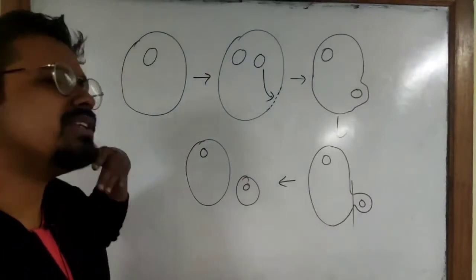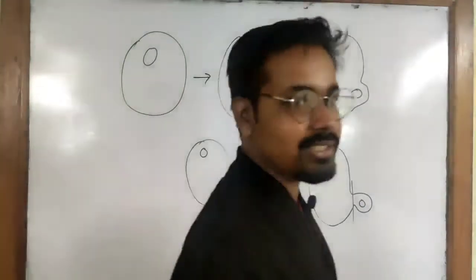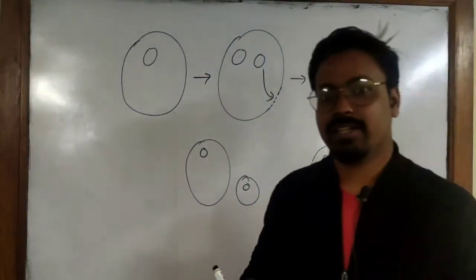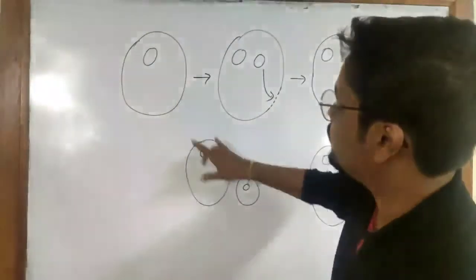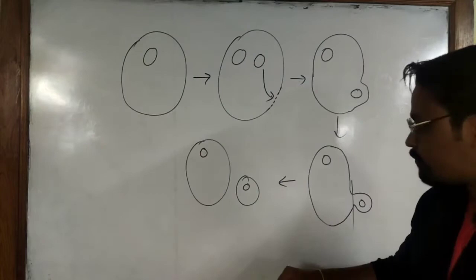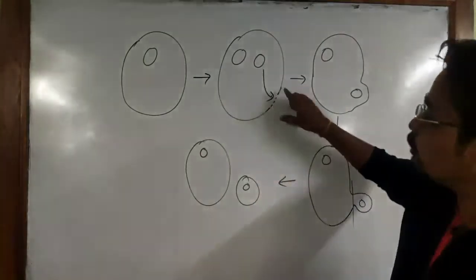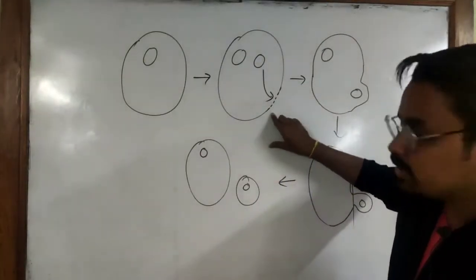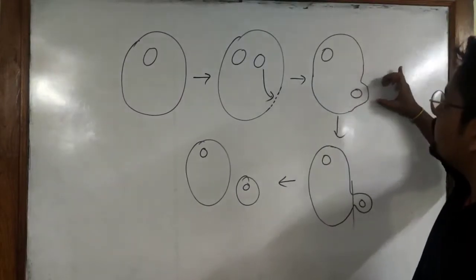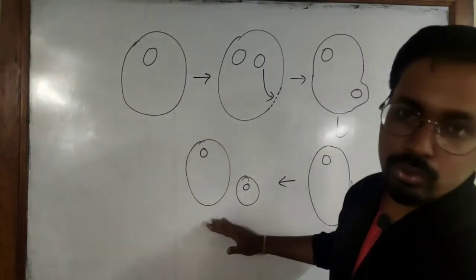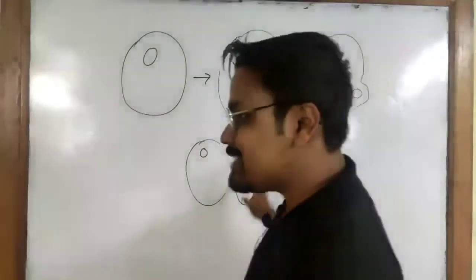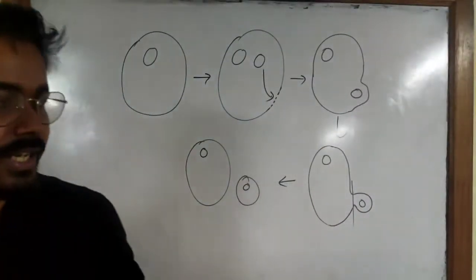So this process is very much similar to fission. The mechanism is different, the process by which it takes place, but the outcome is the same. You have one organism, ultimately you get two daughter cells, but the mechanism is different. Here the cell wall will degenerate, the cell membrane will form a bulge, then it will form a bud and then divide into two organisms. So the mechanism is different, the outcome is the same in the case of fission and budding.